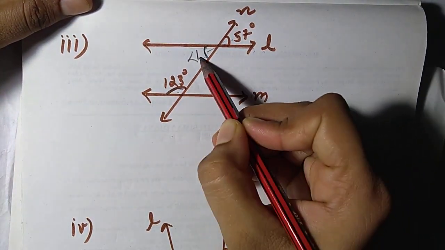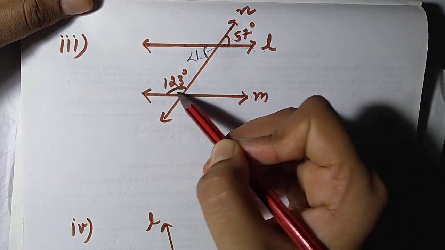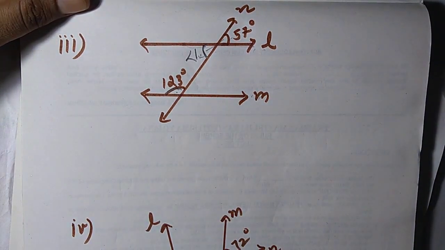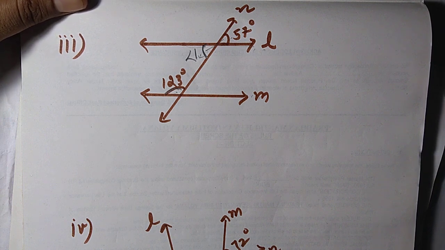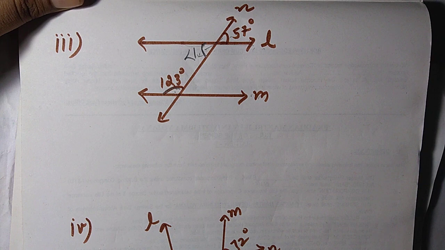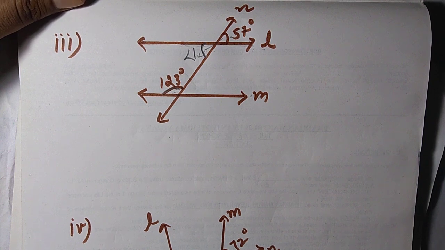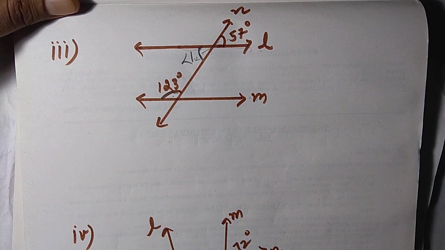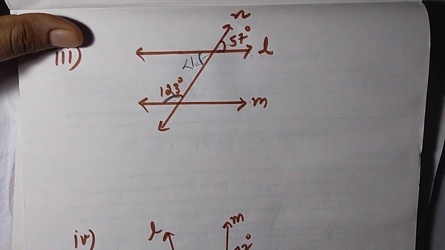Now you have to add them: 57 degrees plus 123 degrees. If the sum comes out to be 180, then we can say the lines are parallel. Otherwise, no. Same way, you just have to sum up the co-interior angles. If the sum comes out to be 180, then the lines are parallel, otherwise no. So you can do it yourself.